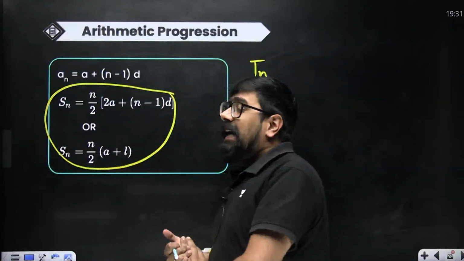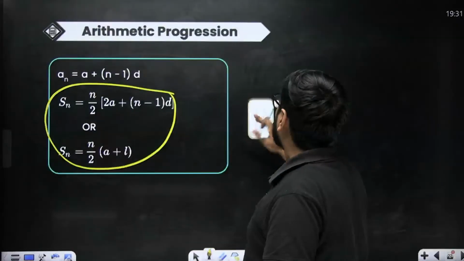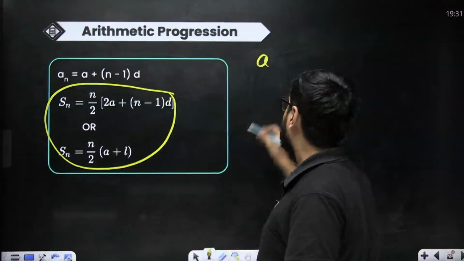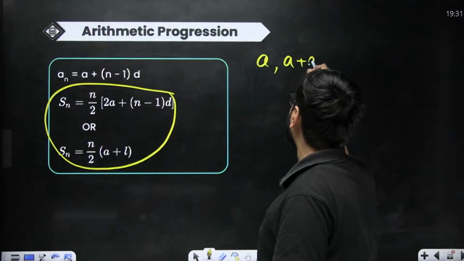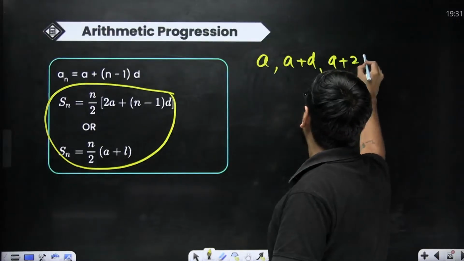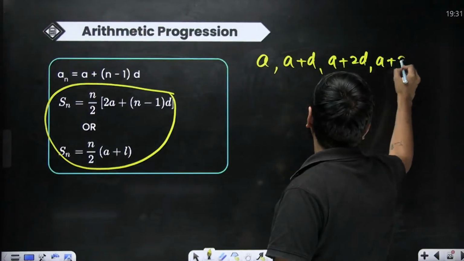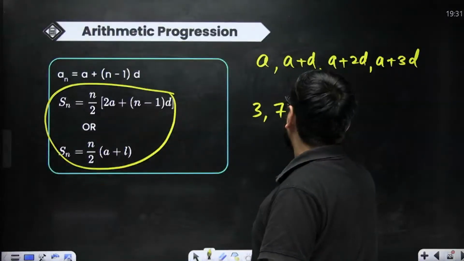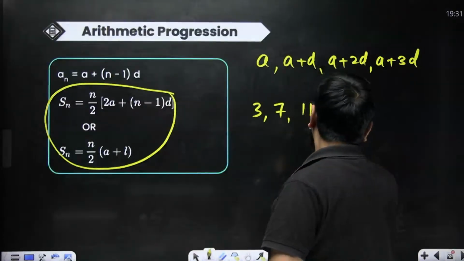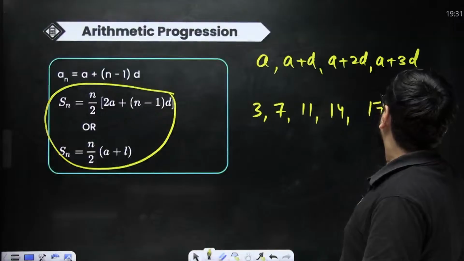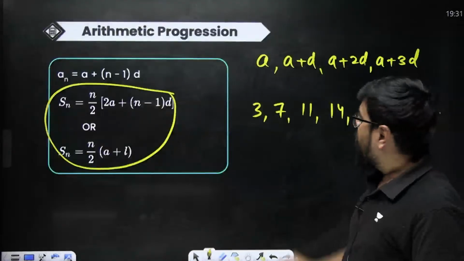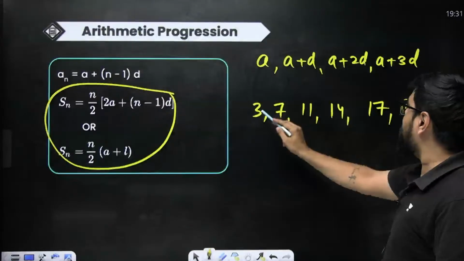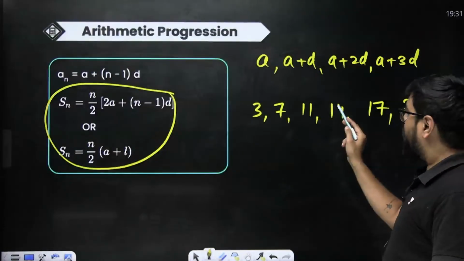Now, the general term of any arithmetic progression. What is arithmetic progression? In it there is a first term and a common difference, and we keep adding the difference. Just like this: 3, 7, 11, and so on. First term is 3, common difference is 4. So 3 plus 4, 3 plus 8, 3 plus 12.